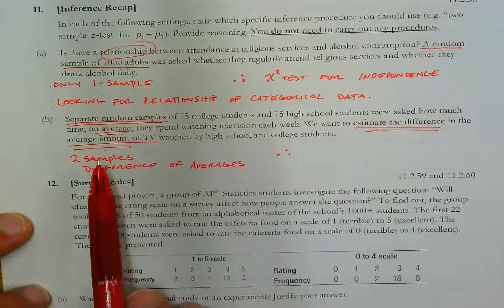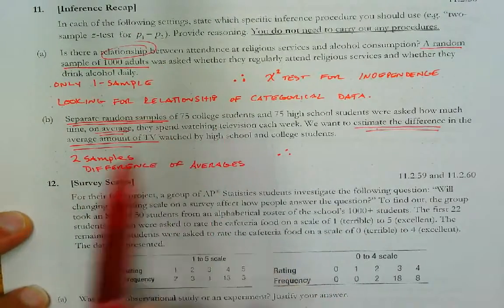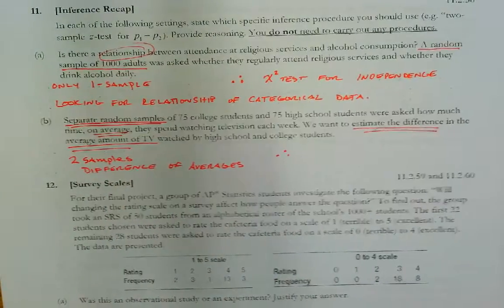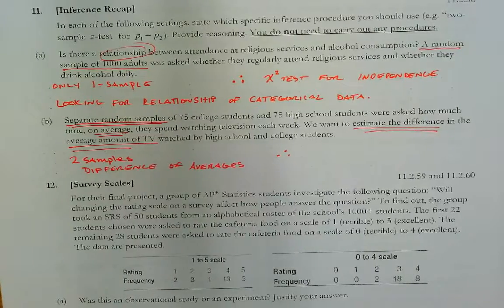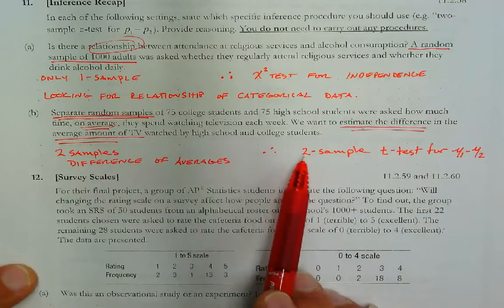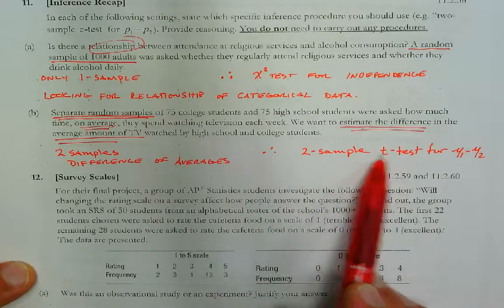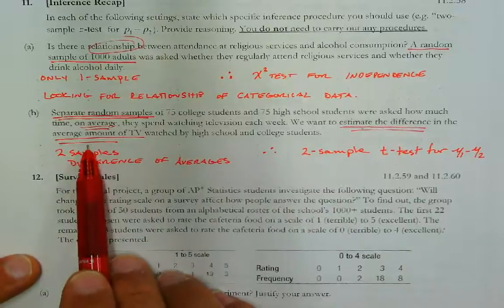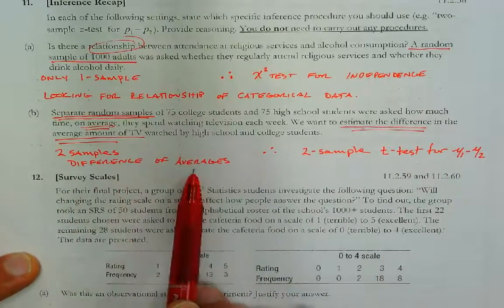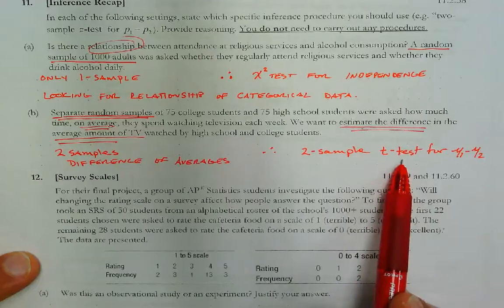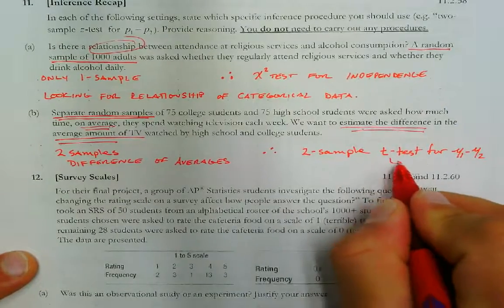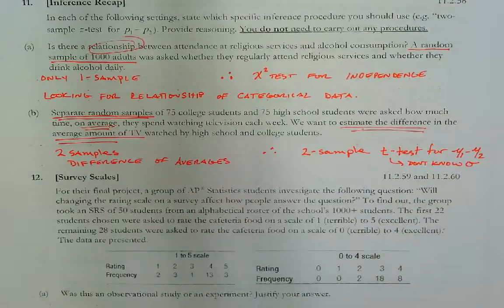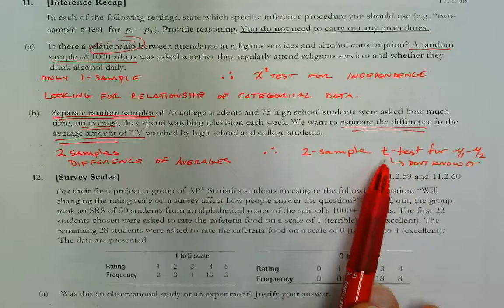Well, in this situation, we have two samples, because it tells us separate random samples, and we're looking for a difference of averages. So there's only one possible solution. The answer would be a two-sample t-test for mu1 minus mu2. Two-sample because we have two samples, mu1 minus mu2 because we're looking for a difference of averages, and a t-test because we do not know sigma. If we knew sigma, this would change to a z-test.